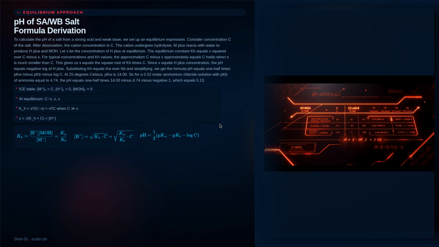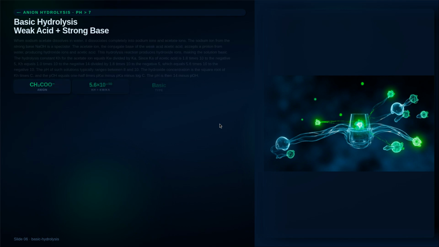So for a 0.10 molar ammonium chloride solution with pKb of ammonia equal to 4.74, the pH equals 1/2 times (14.00 minus 4.74 minus log 0.10), which equals 5.13.